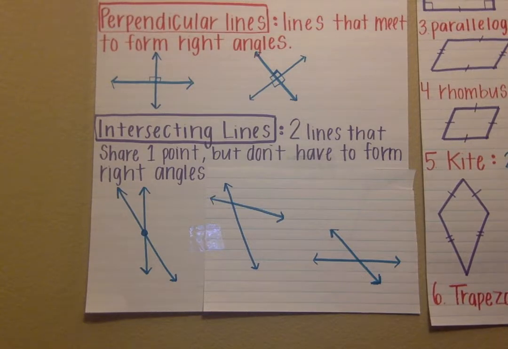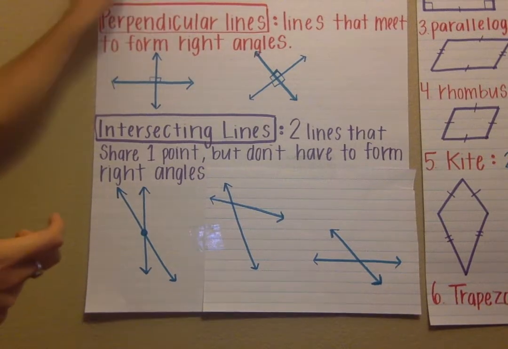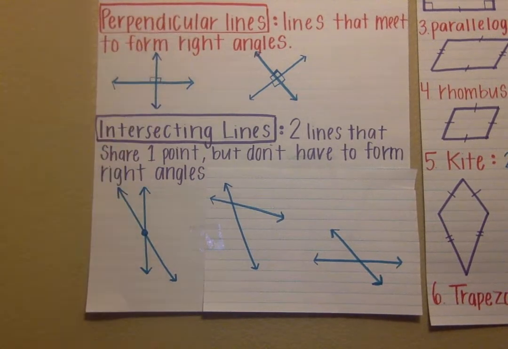Okay, so those are the 3 types of lines. Today on your assignment, you're just going to put the name of each. You'll see a set of lines, so it might look like this, and then you'll just write parallel lines underneath it.